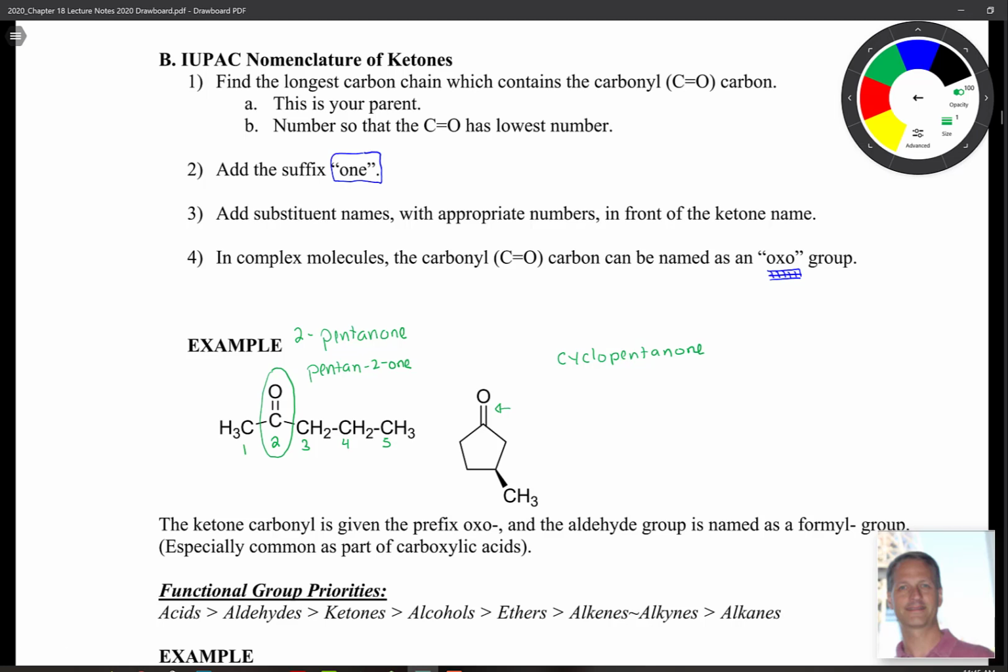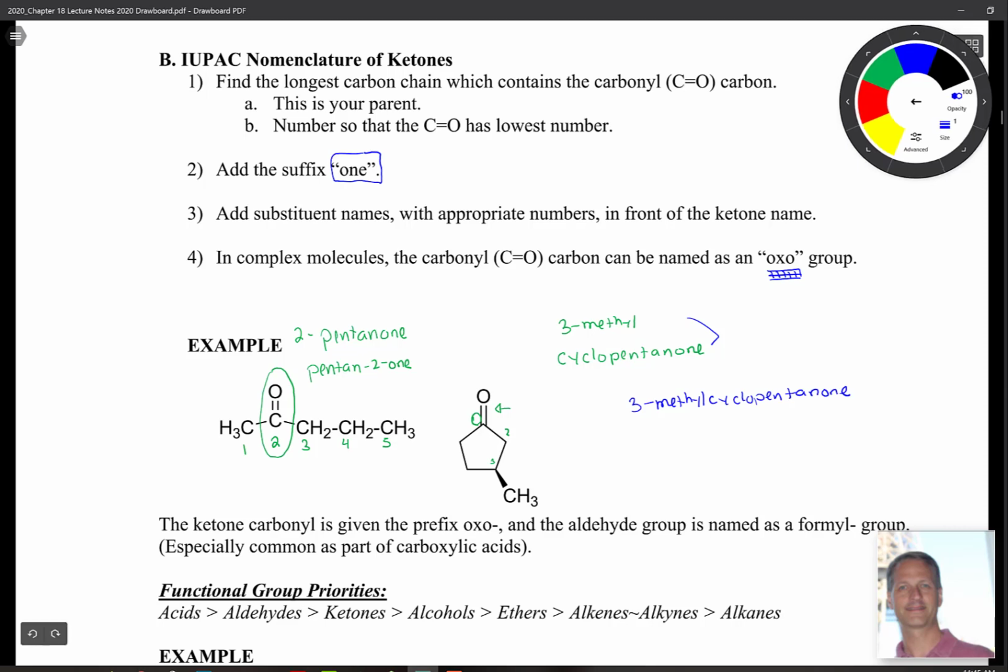Right, so we drop that E and add -one in here. Okay, cyclopentanone. Now that's understood to be at number 1 in this ring. So this is 1, 2. So that's at our 3 position. So it's going to be a 3-methyl. So when we put those together, it's simply 3-methylcyclopentanone. Now, we're not done because we have a chiral center right there.